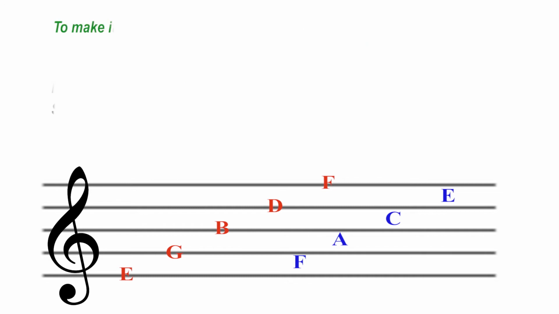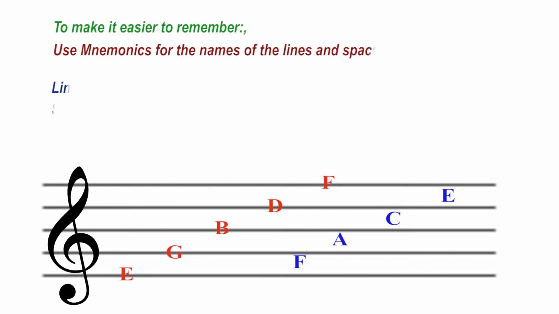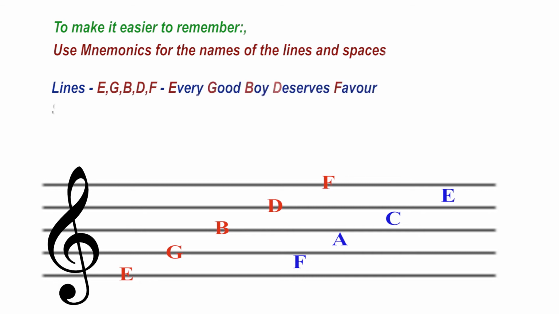To make the learning still easier, some musicologists have advised that you think of E, G, B, D, F as every good boy deserves favor, and FACE to stand for face. With that, you'll be able to remember the names of the lines and the names of the spaces. Every good boy deserves favor. E, G, B, D, F. And face. F, A, C, E.